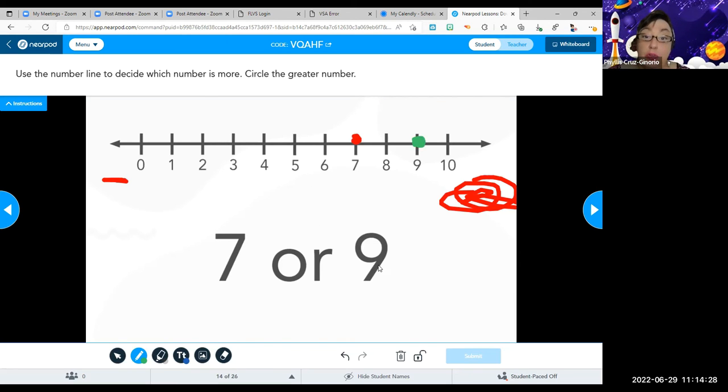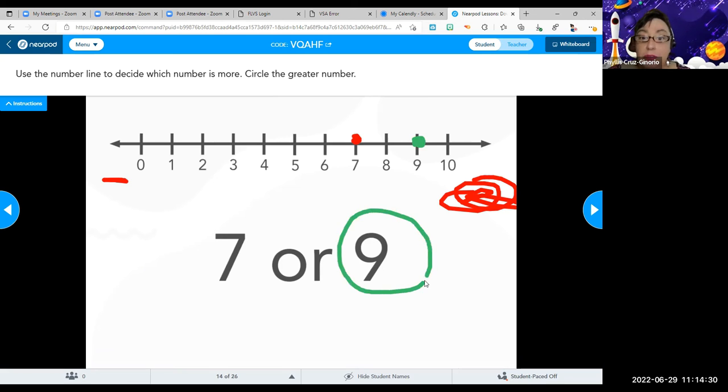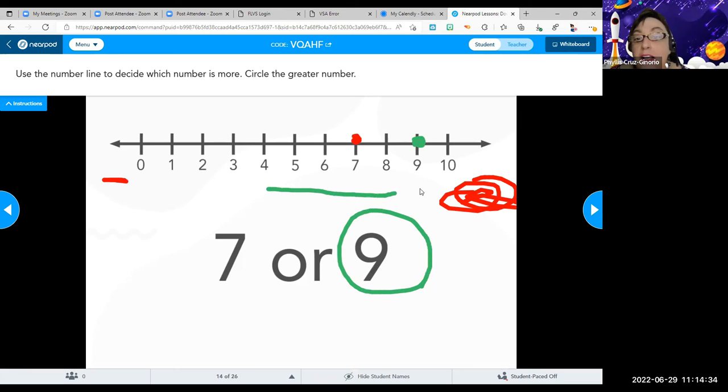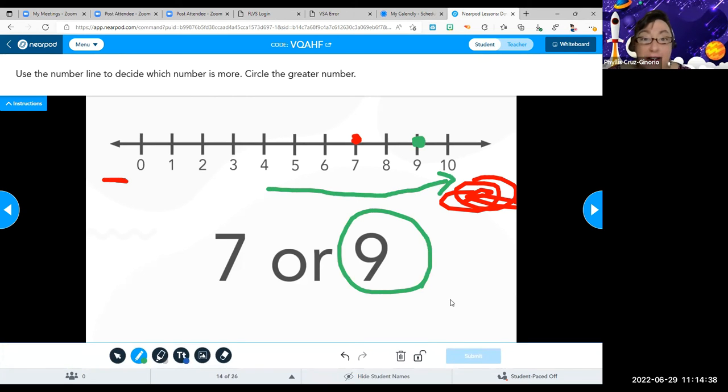So it says to circle the greater number. You got it, Mrs. Cruz. There it is. 9 is greater because it's farther up the number line. Greater number, higher value. Further on up the number line, that's the bigger number, the greater number. Circle 9. All right, you can practice that on your own as well.